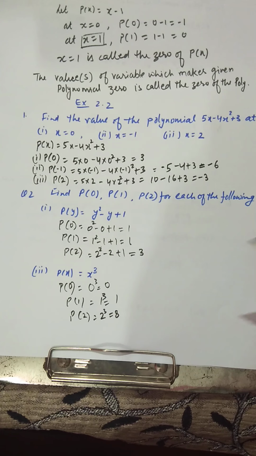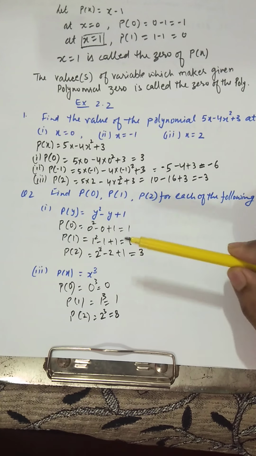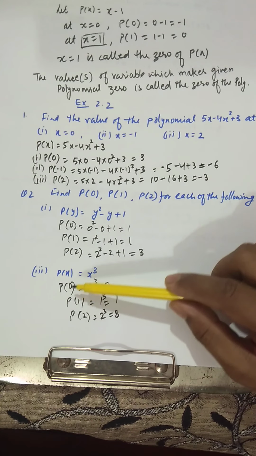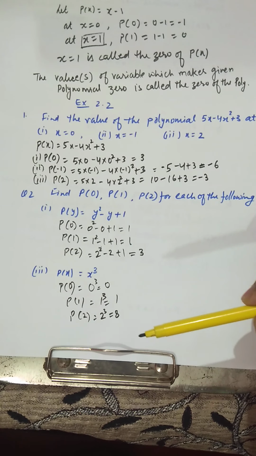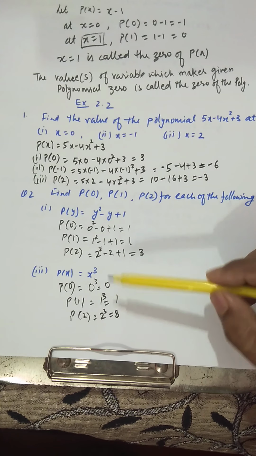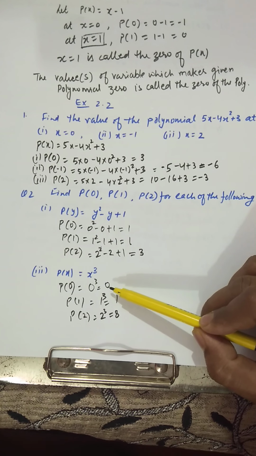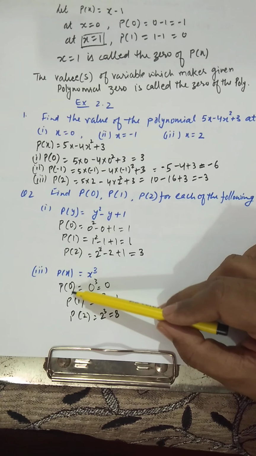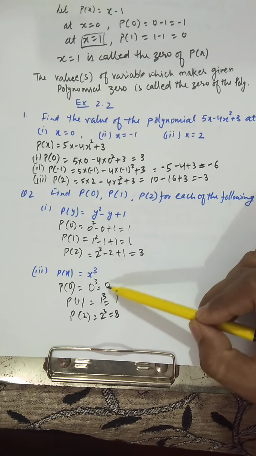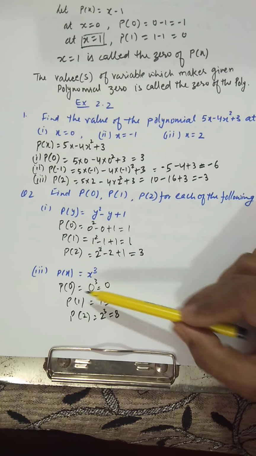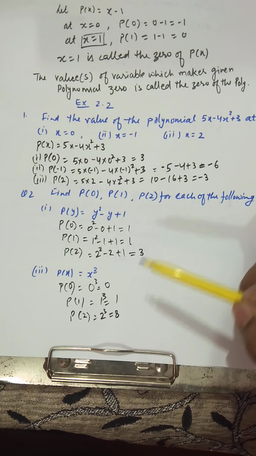Now my question to you: out of these 3 values 0, 1, 2, which is the 0 of this polynomial p(x) equal to x cube? Your answer should be 0. Why 0? Because at x equal to 0, the value of the polynomial is coming as 0. So this is called the 0 of the polynomial.